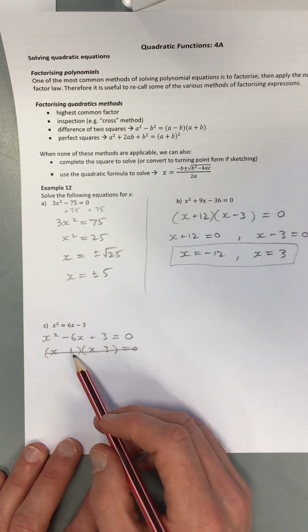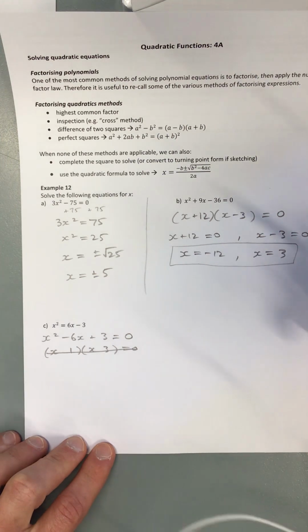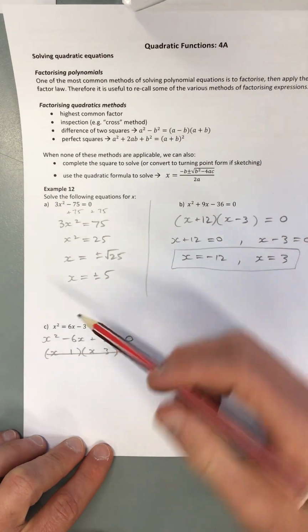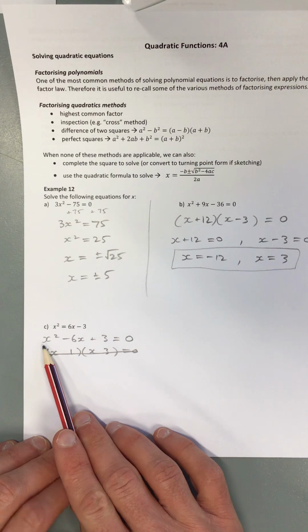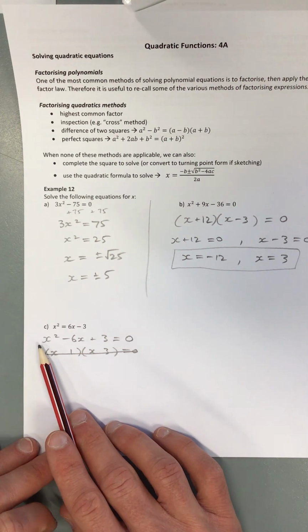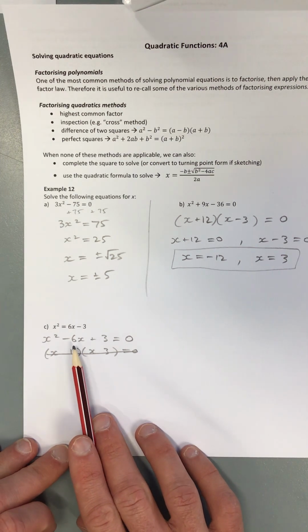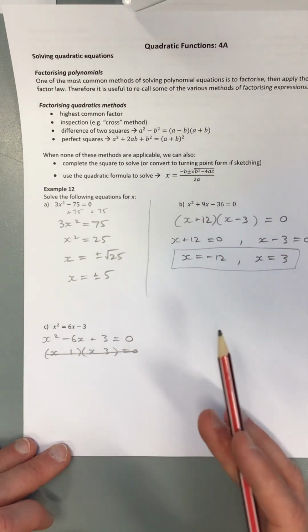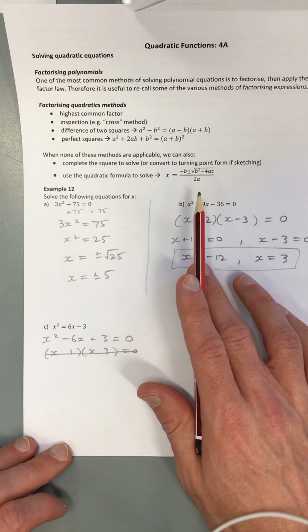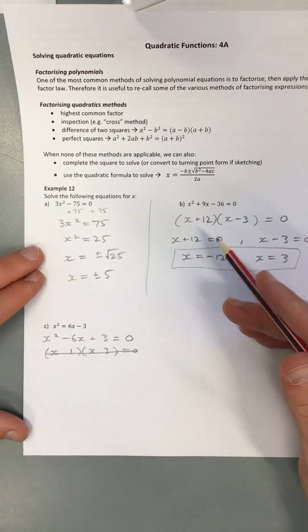What we can try then is either completing the square or using the quadratic formula. Now, if you do choose to complete the square, you need to make sure that x squared is just 1x squared, not 2 or 3x squared, doesn't have another coefficient in front of it. And completing the square can get a little bit messy if the coefficient of x is an odd number. So for that reason, I tend to favour the quadratic formula, but it does depend on the question and it does depend on what you feel more confident with.